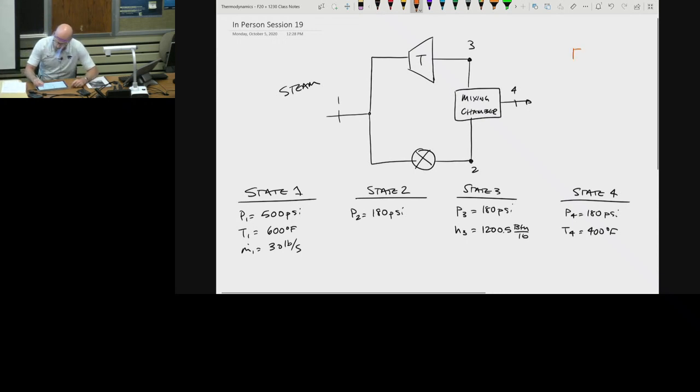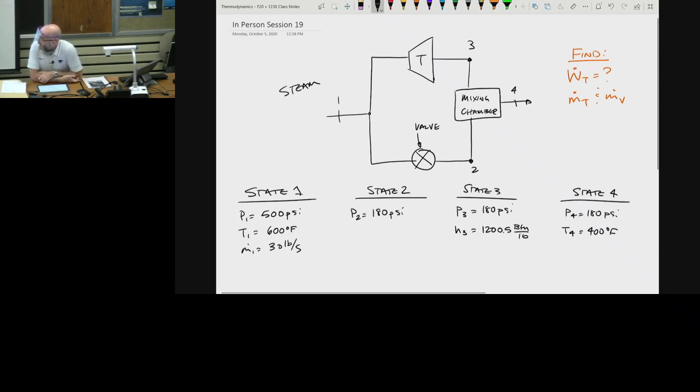And we want to find two things. We want to find the power that the turbine produces, and we want to find the mass flow rate through the turbine and the mass flow rate through the valve. Let me make sure that we understand this is a valve.